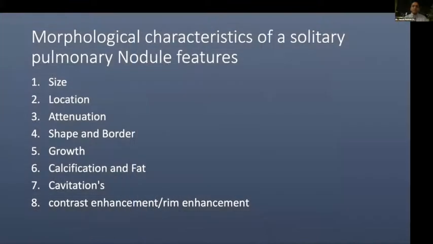Before we decide what to do with the lung nodule, whether we should do surgery or whether we should follow up the patient, there are a few characteristics we must know as thoracic surgeons before we make any decision. There are 8 main areas from a CT scan that we should keep in mind every time we decide. The first thing we look at is the size, the location, attenuation, the shape and the border, its growth, its calcification and fat, whether it has any cavitation, and of course whether it's enhancing with the contrast. I'm just going to touch very briefly on these 8 main things.